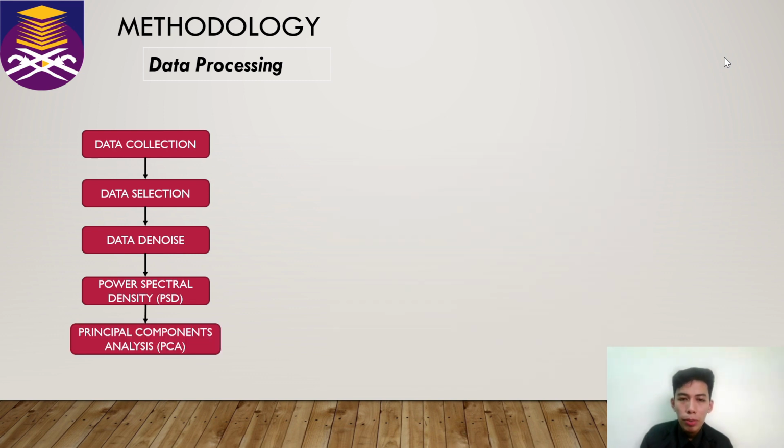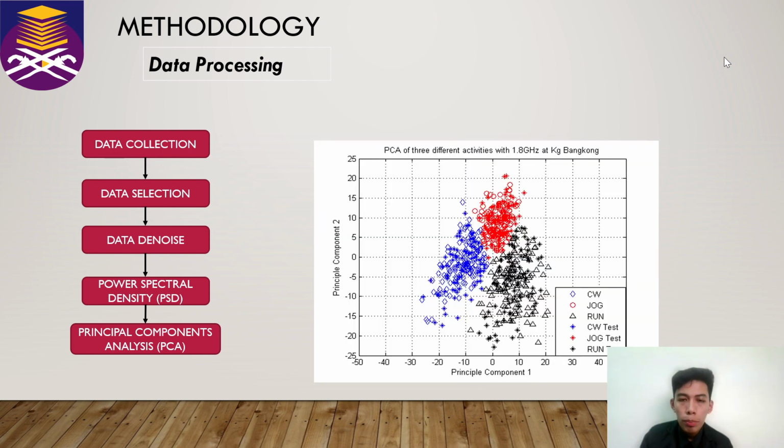Next is principal component analysis, PCA. The behavior of human moving targets is characterized by their spectral characteristics using principal component analysis, PCA. And lastly is classification. For data classification, it will give the percentage.